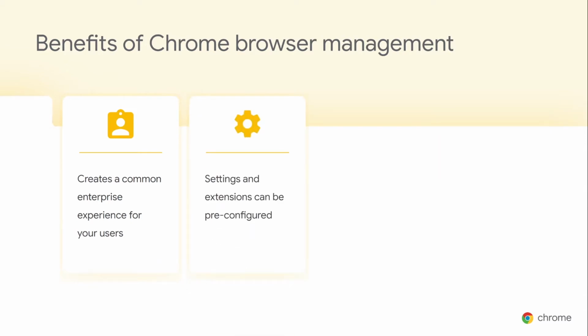Second, you can pre-configure settings to meet your organization's needs. For example, you can whitelist extensions your end users need to stay productive and blacklist anything you think might interfere with their jobs. Third, security.